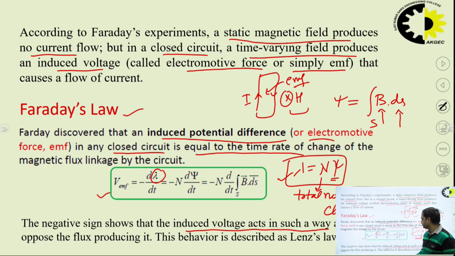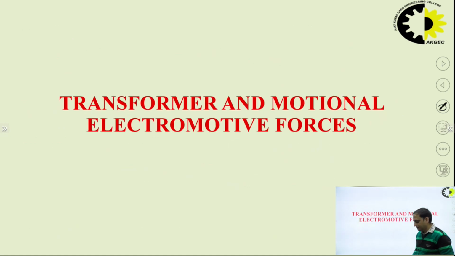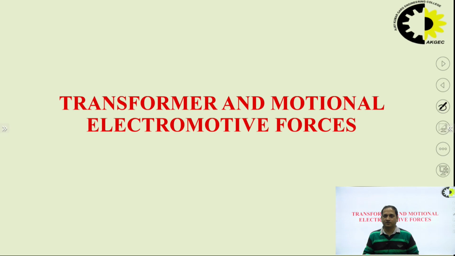Now by using Faraday's law, we will discuss how the magnetic voltage will be induced. For that, two more concepts come into the picture: the transformer EMF and the motional EMF, so two types of EMFs will be there.